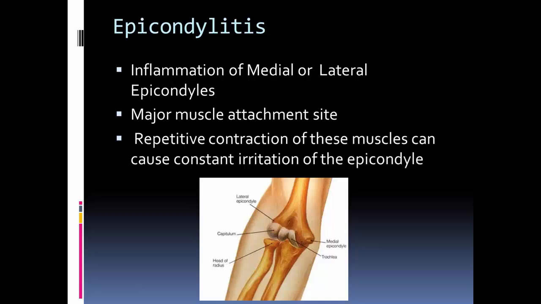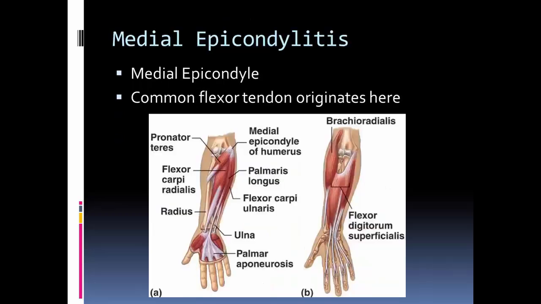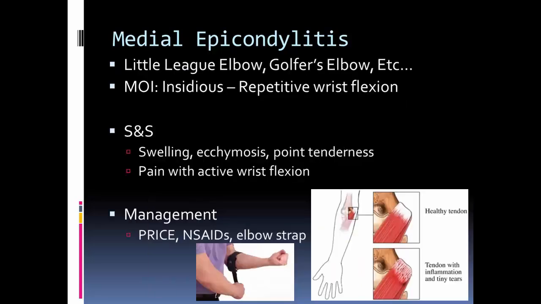Epicondylitis occurs as a result of inflammation at the medial or lateral epicondyle of the elbow. The medial and lateral epicondyle serve as major muscle attachment sites. Repetitive contraction of these muscles can cause constant irritation of the epicondyle, resulting in epicondylitis. The common flexor tendon originates off of the medial epicondyle and commonly results in medial epicondylitis. Medial epicondylitis is commonly known as golfer's elbow.